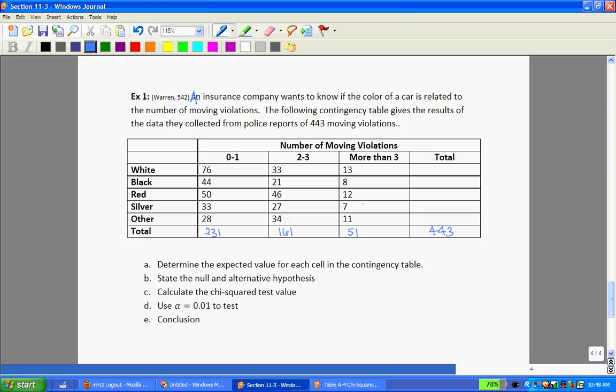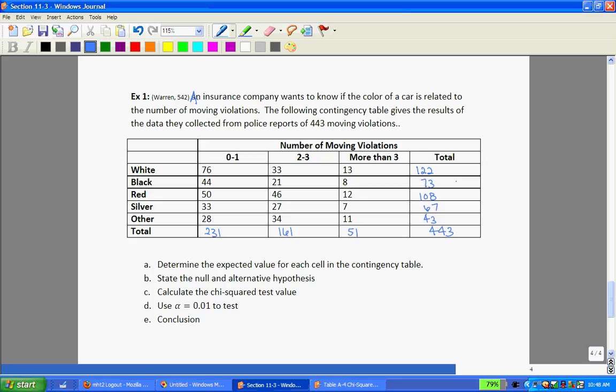Now going across, for white, the total number of moving violations, whether it's 1 or 2, 2 or 3, or more than 3, I'm getting 122. For black, 73. For red, 108. For silver, 67. And for other colors, 43. And again, you can double check yourself. Your row total should add up to the overall total as well as your column total.